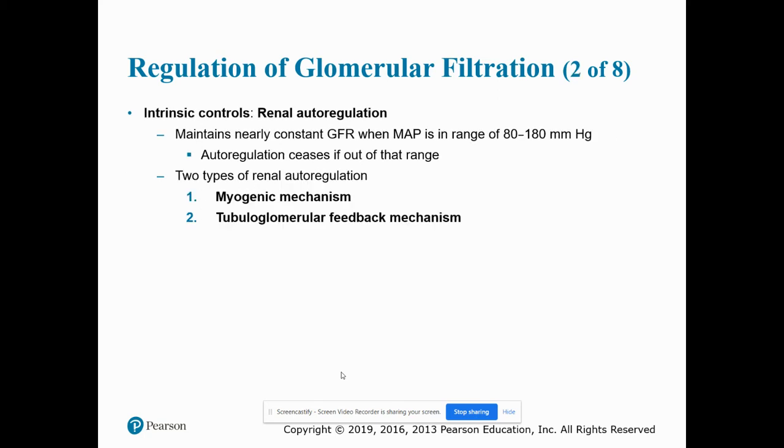So now we're going to look at intrinsic controls or renal autoregulation. This is going to maintain nearly constant GFR when MAP is in a range of 80 to 180 millimeters of mercury. If it is out of that range, autoregulation will cease. And there are two types of renal autoregulation: the myogenic mechanism and the tubular glomerular feedback mechanism.